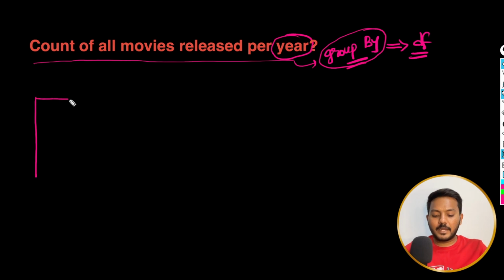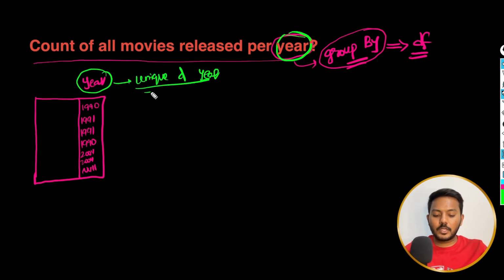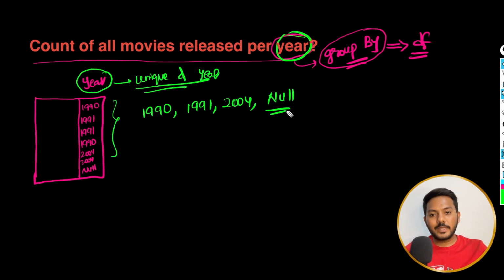So let's say this is my table, and inside this I have a column called year, and these could be of any values. Let's say 1990, 1991, 1991, 1990 again, 2004, 2004, and it could have null values as well. When I do group by of year, it will first find all the unique values of year. From this example, that is 1990, 1991, 2004 and null. Even null is treated as a unique value inside your group by.